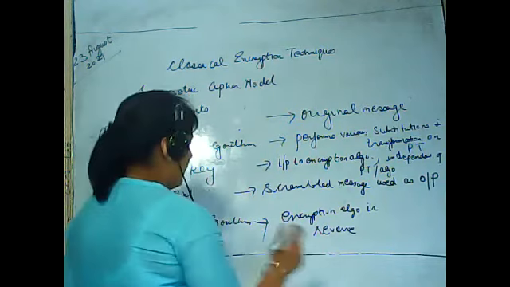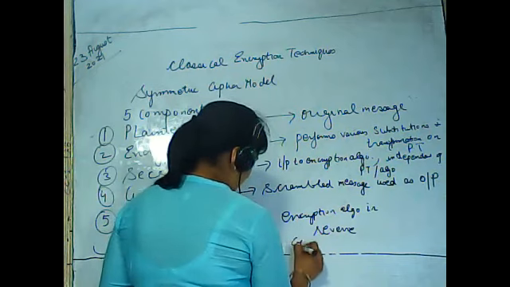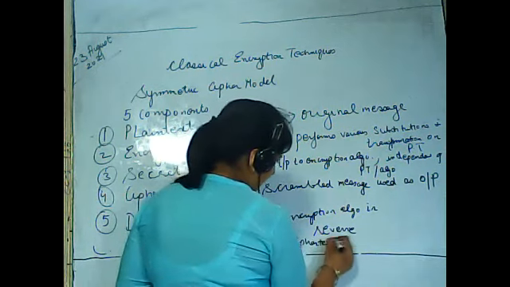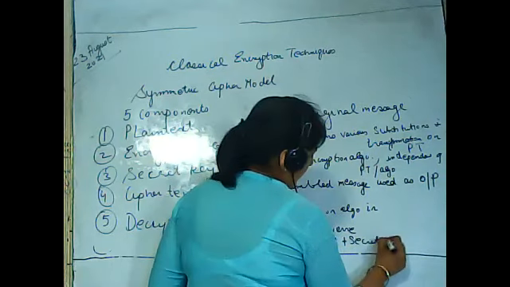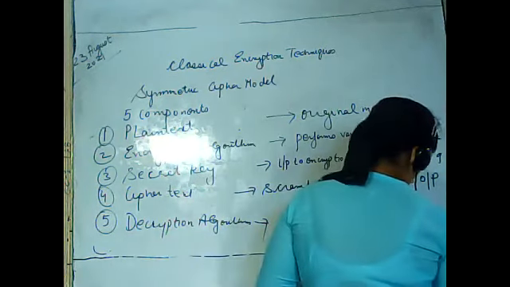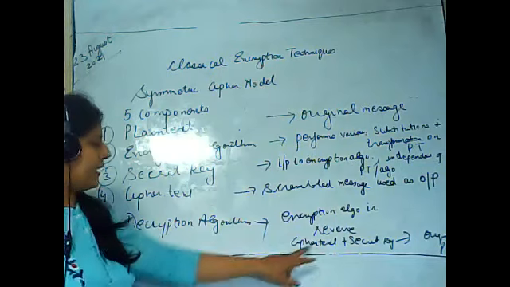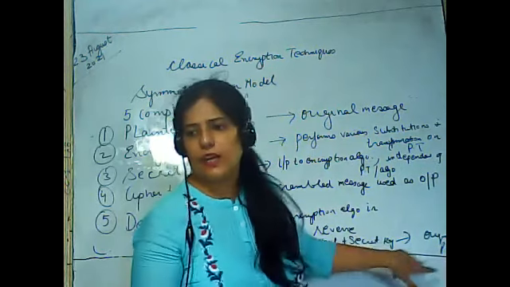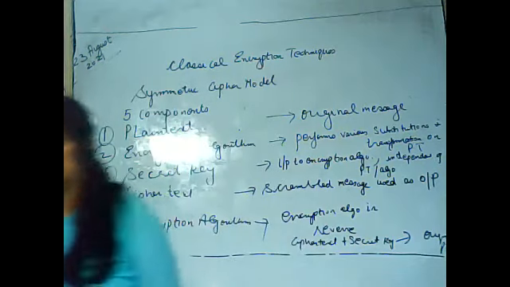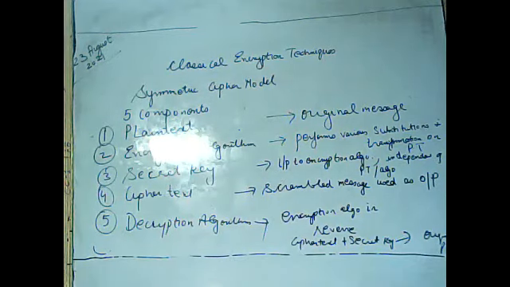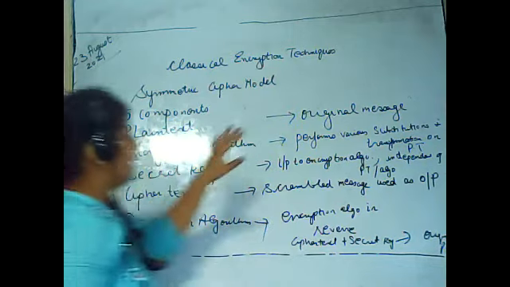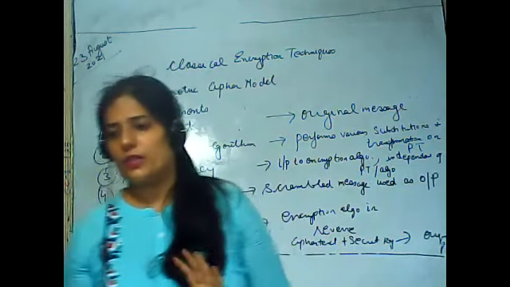So what will happen? It will take the ciphertext and the secret key, and it will produce the original plain text. Okay, so it will take your ciphertext plus your secret key, and finally it will produce the original text. Now this is how we can define the classical symmetric algorithm. It will define your symmetric cipher model, which consists of these 5 components.